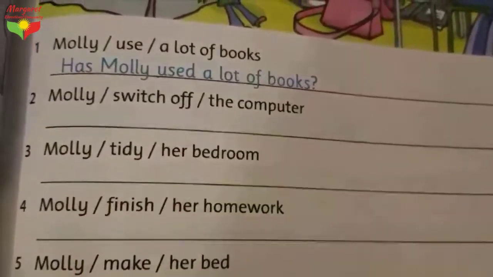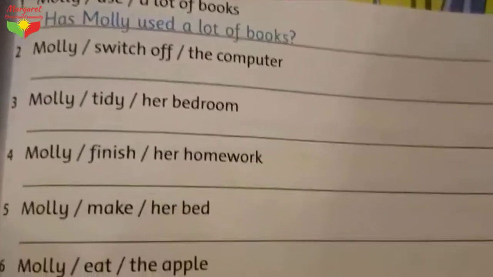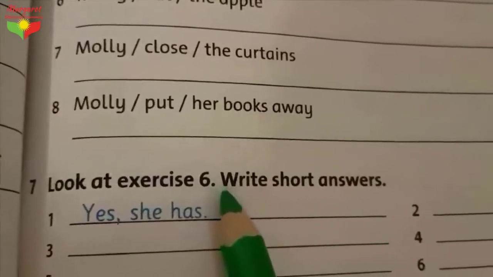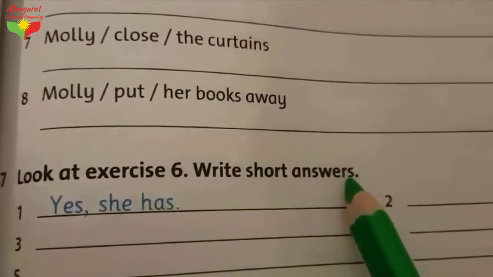You have to put has at the beginning to make a question sentence in the present perfect tense. Okay, so the last exercise is look at exercise 6. I mean this exercise, you have to go back to this one. Write short answers. You made the questions.